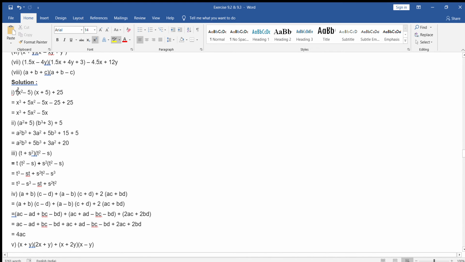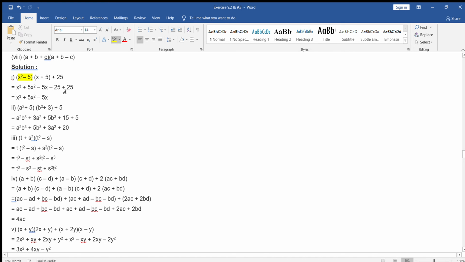Just see this one. You have to multiply x square minus 5 with x plus 5 and plus 25. Just see how we have multiplied. Here we have written it directly. x to the power 2 into x, what are we getting? x cube, because powers are added. Then this x square is multiplied by 5, so I am getting minus 5x square. Then minus 5 will multiply with this x, so minus 5x, and then 5 fives are minus 25, and plus 25 will be as it is.